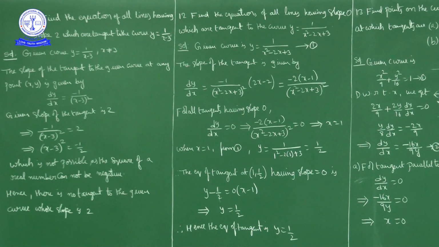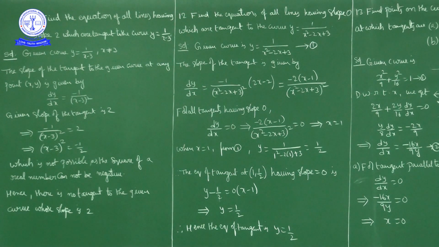If you observe, the left hand side is the square of a number, and the square of a number is always greater than or equal to 0. Actually, it is positive, because x is not equal to 3; for any number other than 3, this is positive. The right hand side, minus 1 by 2, is a negative number. So this is not possible: positive cannot be equal to negative, as the square of a real number cannot be negative.